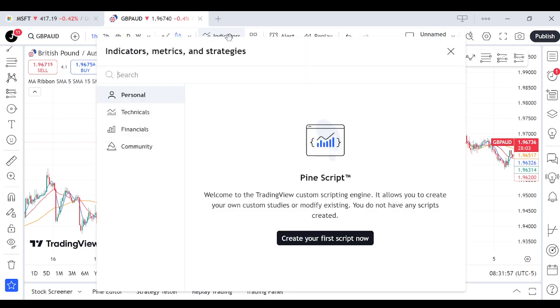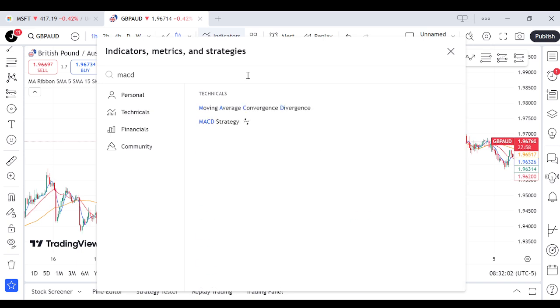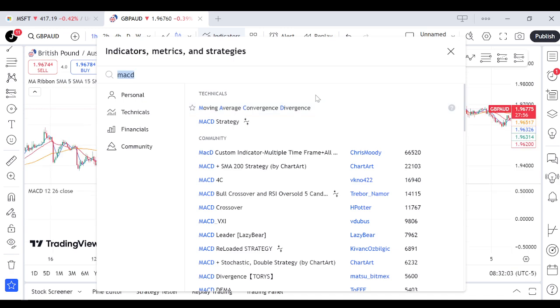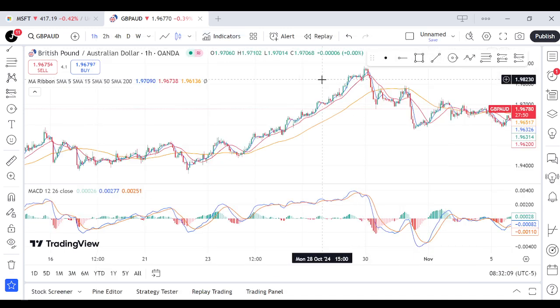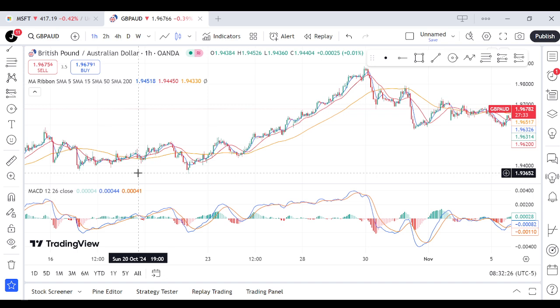Let me quickly add the MACD, and we have the moving average convergence divergence on our chart also. All right, so like I said, crossovers between the 5 and the 15 EMAs produce signals for potential trade entries. So the MACD with its default settings, the 12, 26, and 9, is used as a momentum filter to confirm the strength of the trend before taking any position.